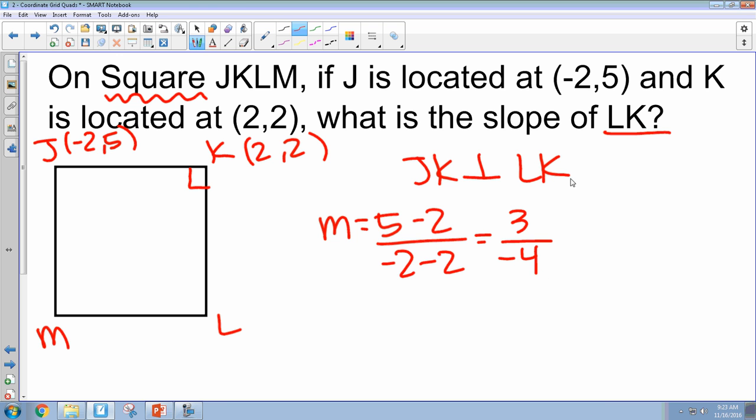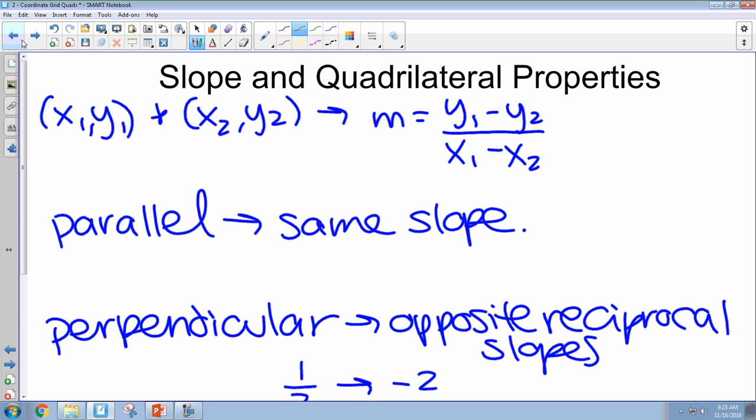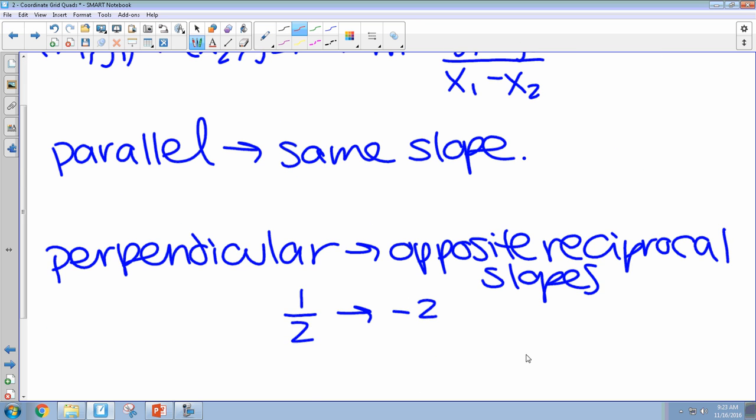To find the slope of LK, we know they have to be opposite reciprocals, like we talked about, if you remember, back here, where you flip it over and you change the sign. So we're going to do that to it again.